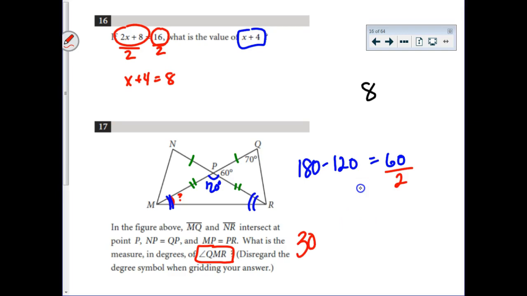You don't have to bubble in the degree symbol at any point, you would just bubble in 30. Move on.